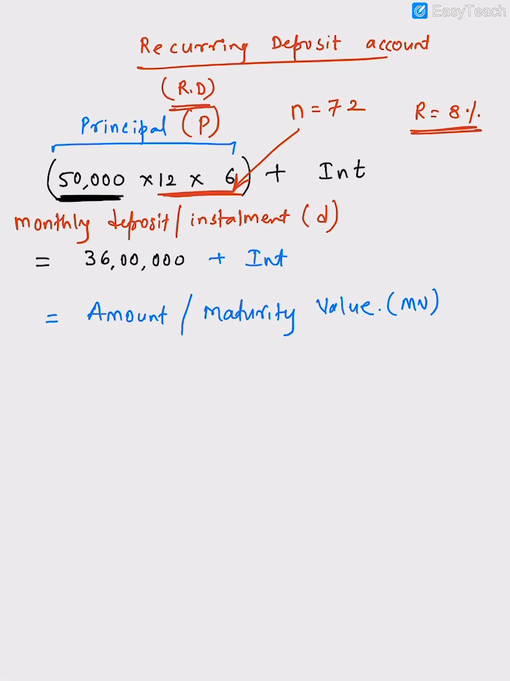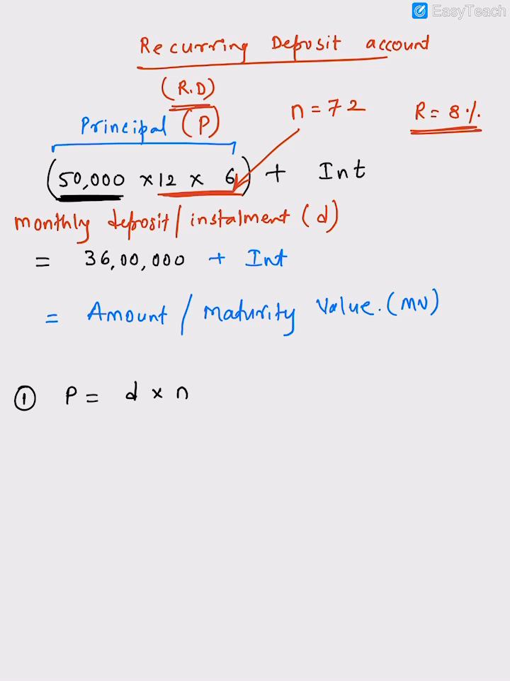Now, I'll tell you what all the formulas are. There are just three simple formulas. The first formula is about how you calculate the principal. The monthly deposit that you made multiplied by the number of deposits. So in this example which we are discussing, 50,000 into 12 is your total principal that you invest.